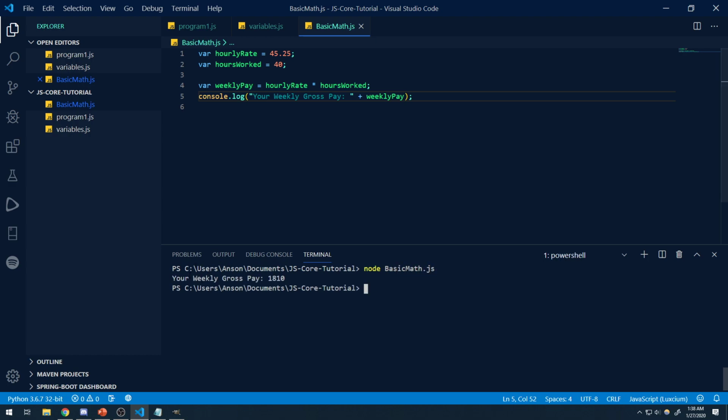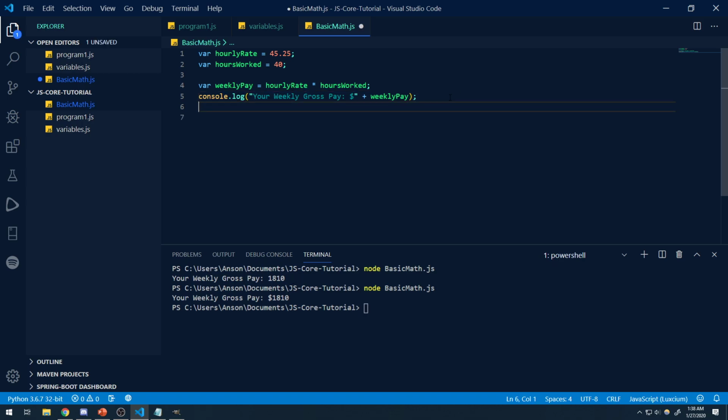And look at that, your weekly gross pay, 1,810 or 1810. And I can add the dollar sign there too to make it look nicer. There you go. Your weekly gross pay, $1,810. Perfect. Okay, so that's the multiplication. Usually we'd start off with addition, subtraction, but I like to do it a different way. This was the first example that I could think of.